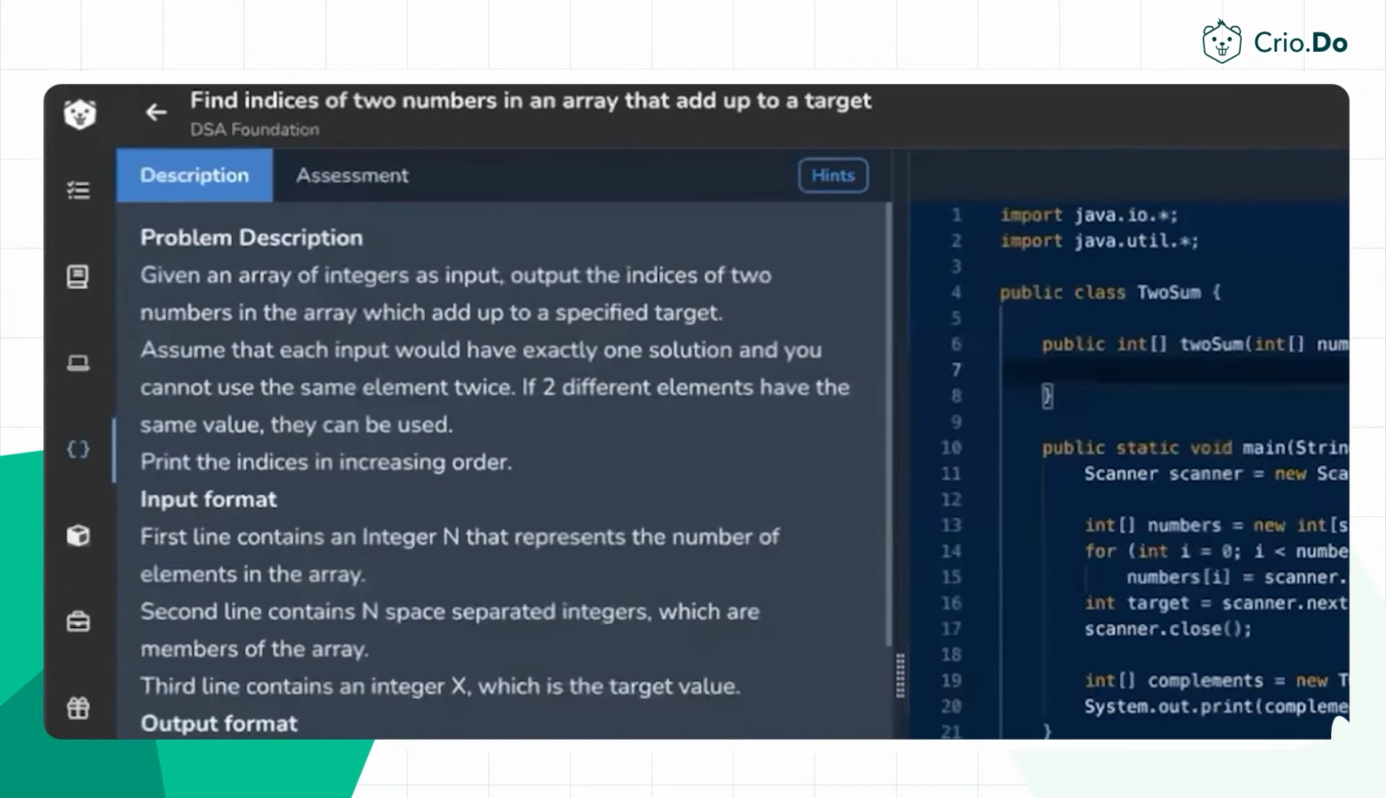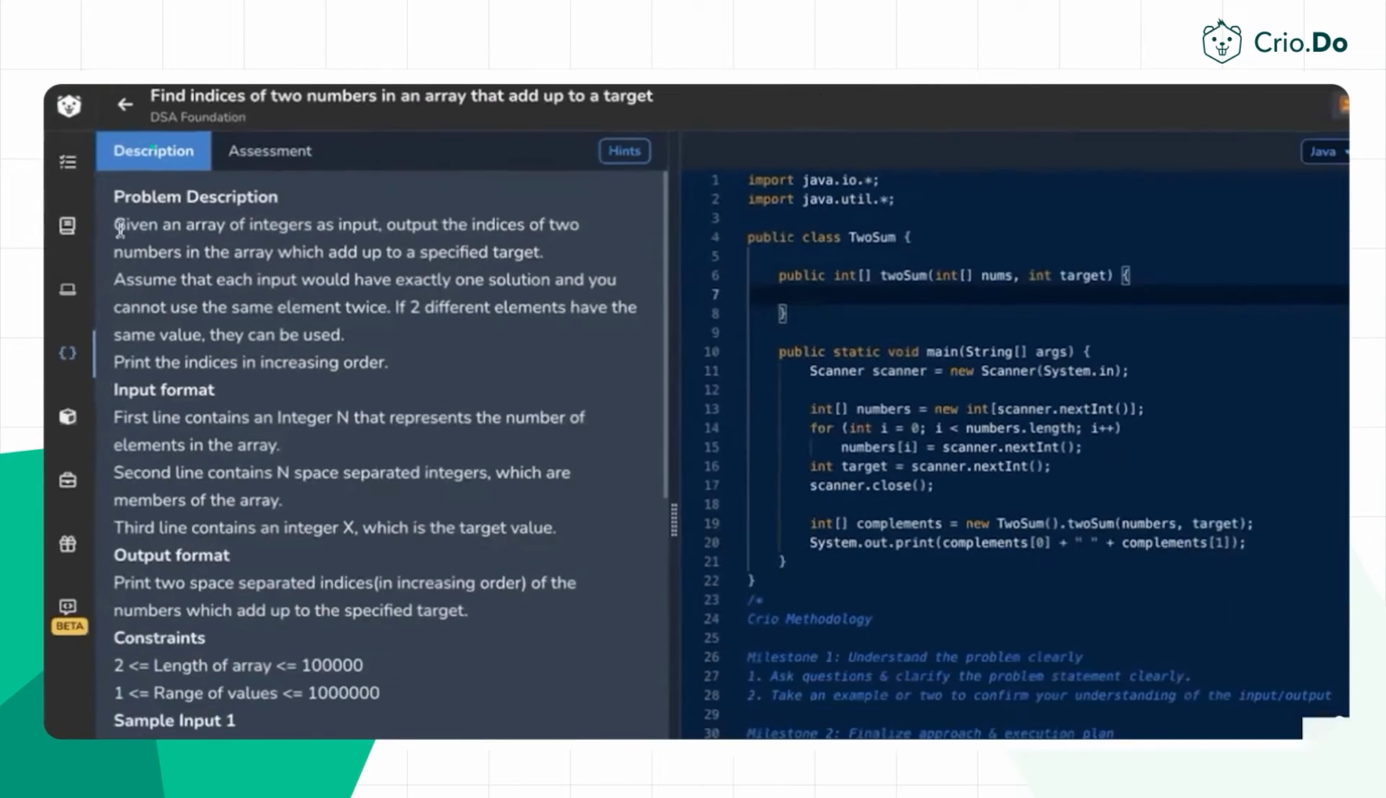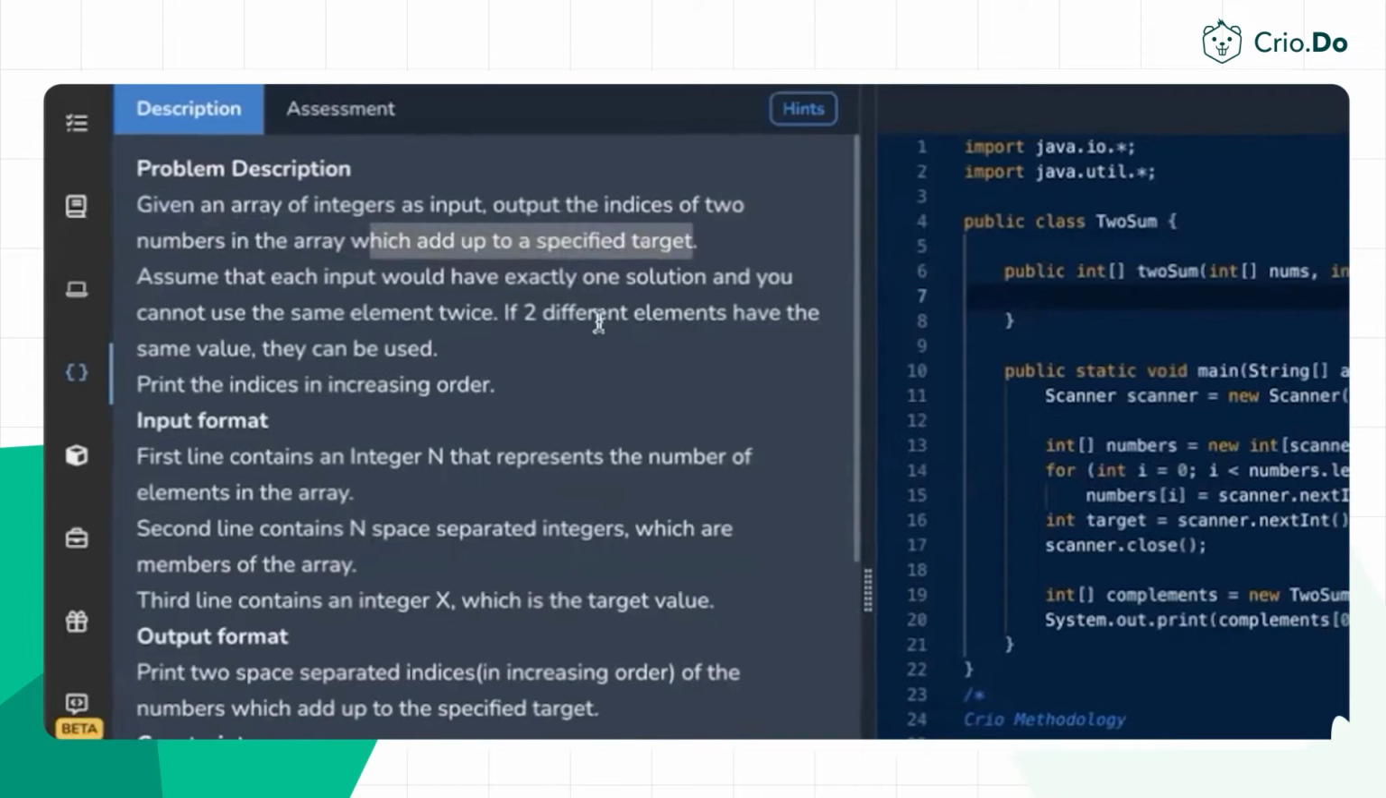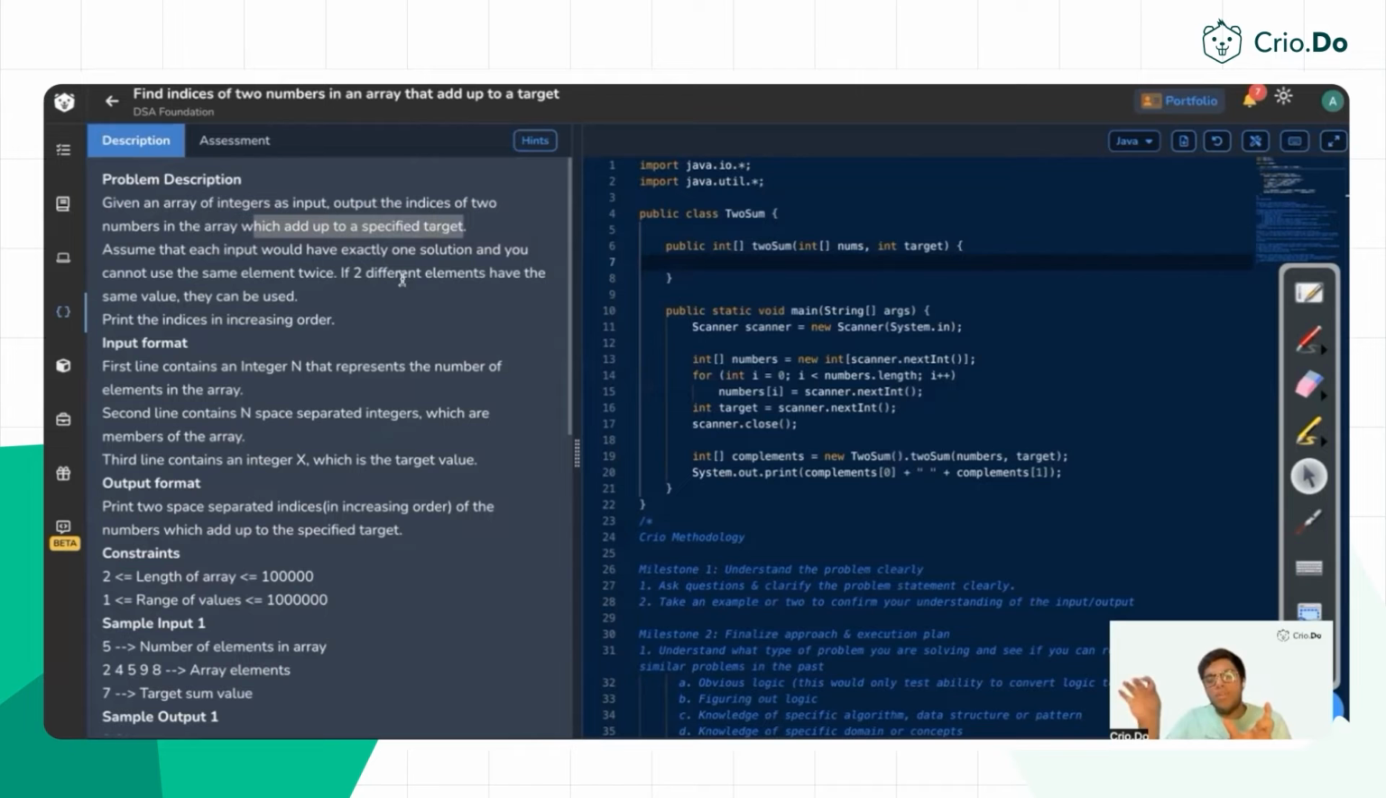In this video, we will be discussing the problem: find indices of two numbers in an array which add up to a given target. We are given an array of integers as an input. What we have to do with it? We have to output the indices of two numbers in the array, the indices of those two numbers which add up to a given target. So the sum of two numbers should be equal to some specific target, which should be there in the input as well.